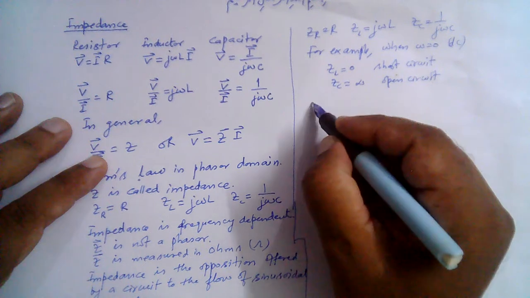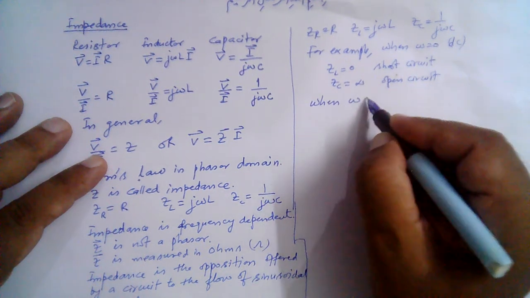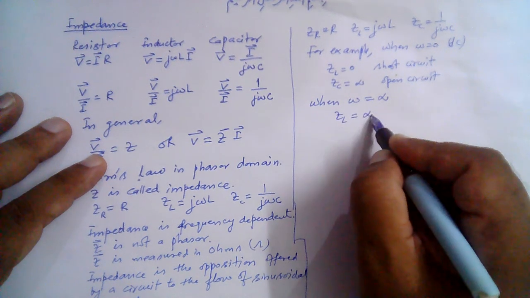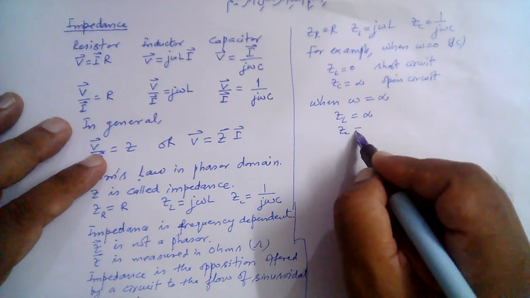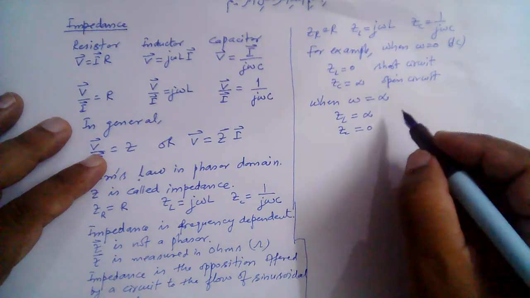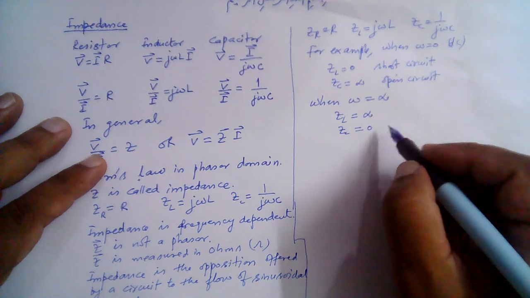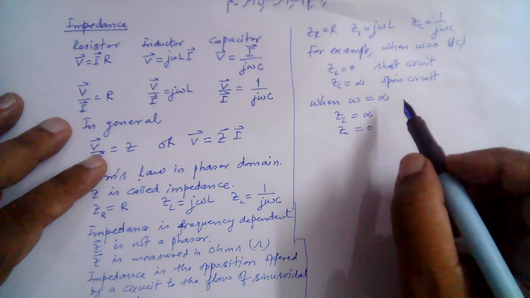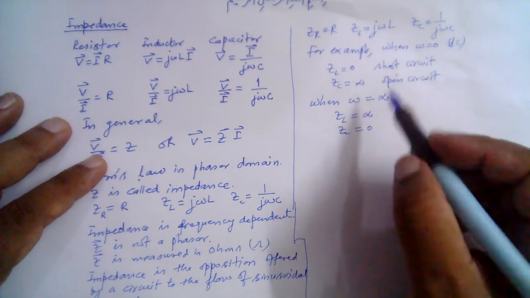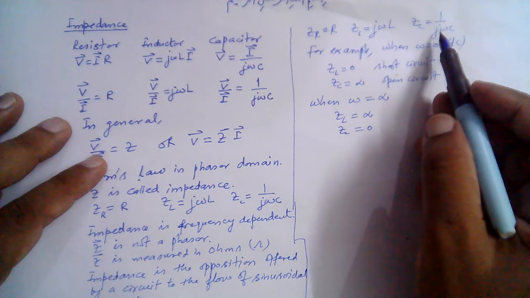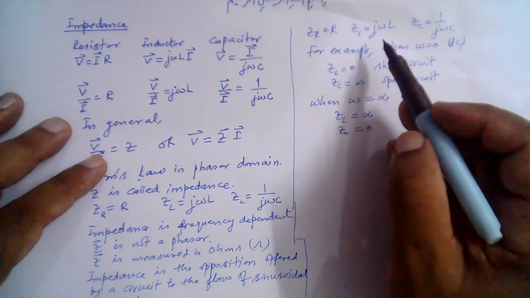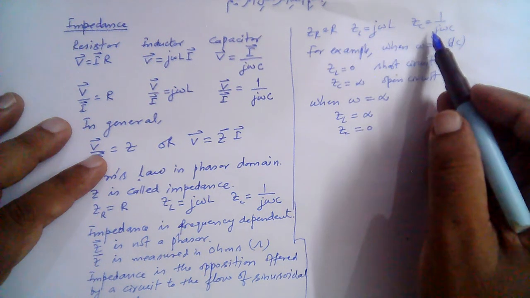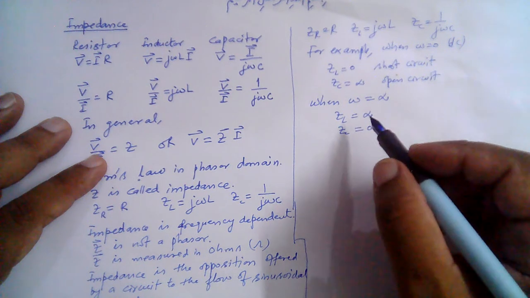But when, for example, omega is equal to infinity, then ZL is equal to infinity and ZC is equal to 0. So that is open circuit and that is short circuit. So at very high frequencies, this inductor behaves as an open circuit, right? And this capacitor acts as a short circuit. So the opposition offered by the inductor to the high frequencies is high, and the opposition offered by the capacitor to the high frequencies is low.